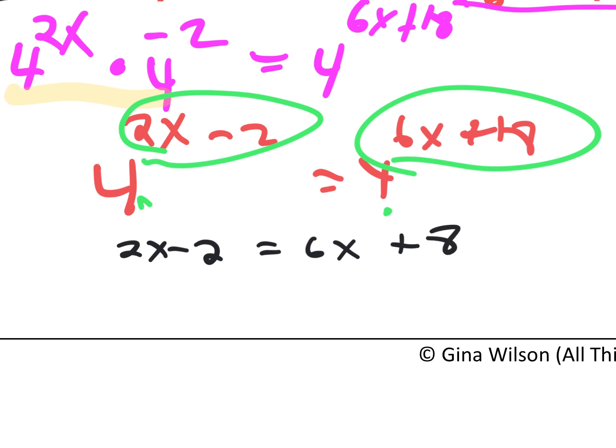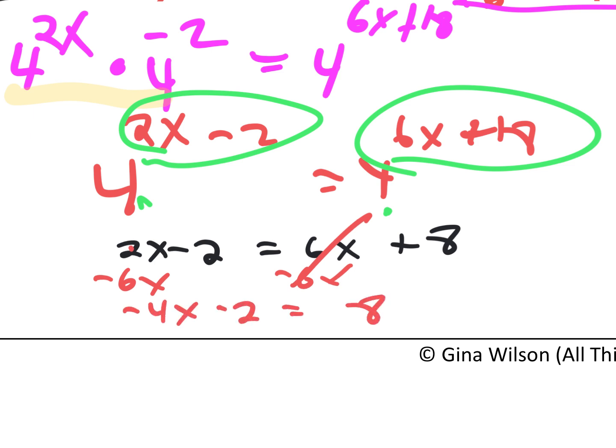And I'm still old-fashioned, so I'm just going to get rid of these 6x's. Minus 6x, minus 6x. Those are gone. What's 2 minus 6? Nope, it's not 4. Negative 4x's minus 2 equals to 18. Get rid of the minus 2, plus 2, plus 2. Negative 4x equals 2. What is 8?